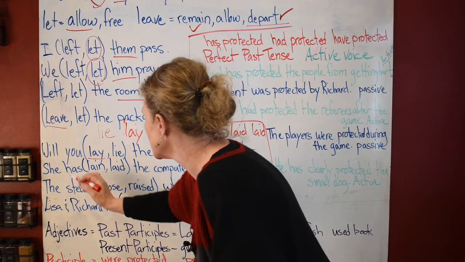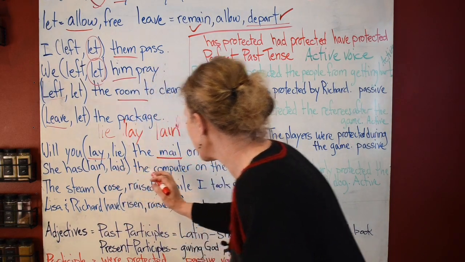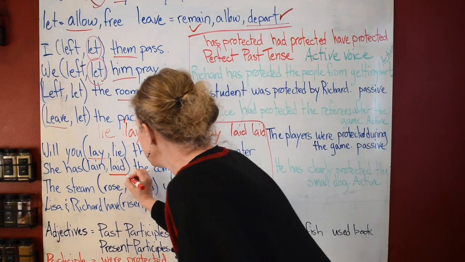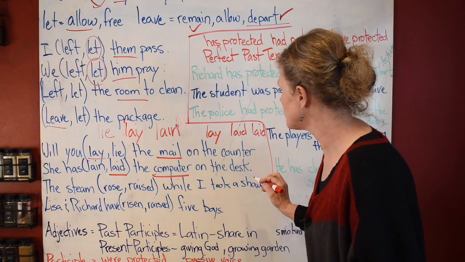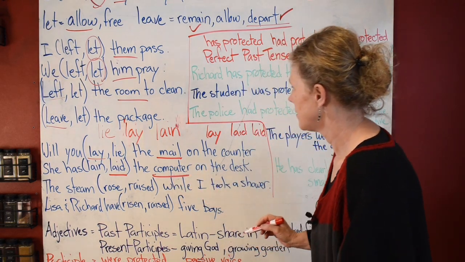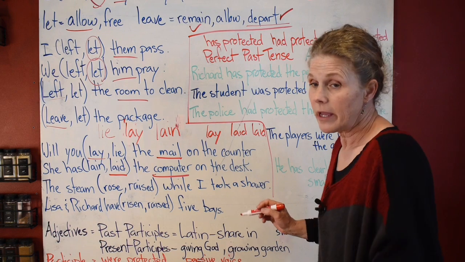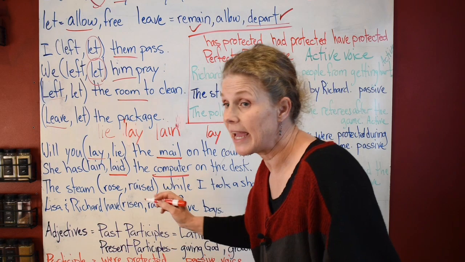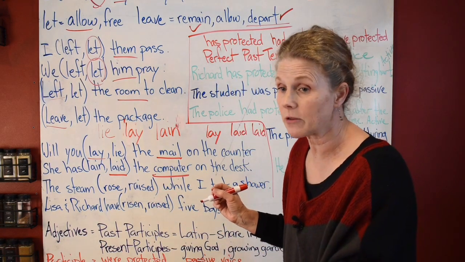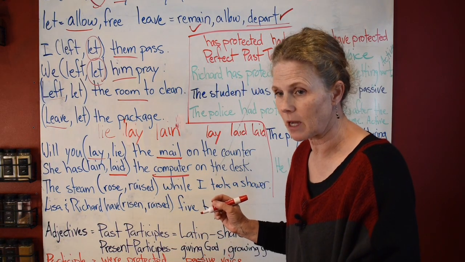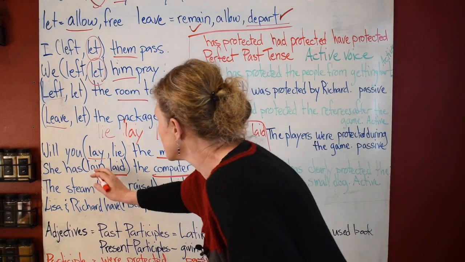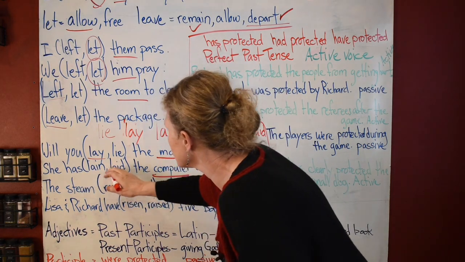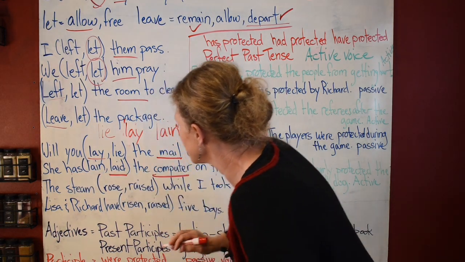So Paul, this one's yours. She has lain or laid the computer on the desk. Laid. Because this is a direct object. And also lain makes no sense. She has lain the computer. But people, laid and lain are so close together that so many people get this mixed up. Has lain, so you're using it properly right here if you use it with has and lain.